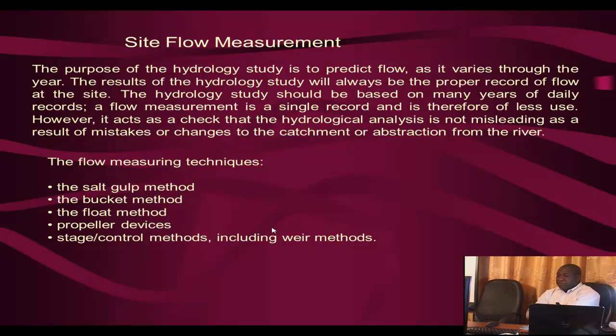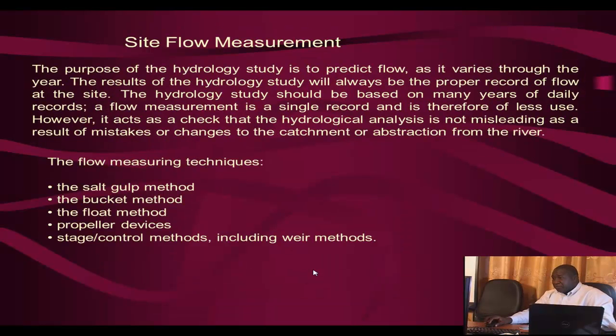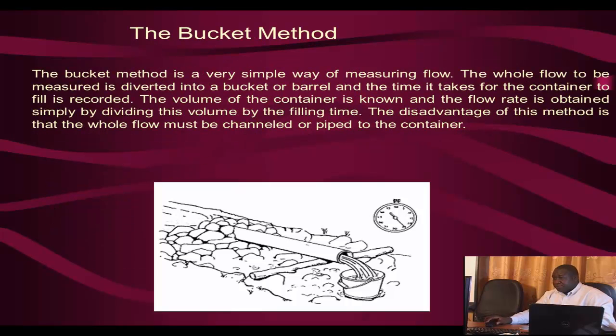The following flow measuring techniques will be applied for small hydro power schemes: the salt method technique, the bucket method technique, the float method, the propeller device method, and the stage control methods, including weir methods. We will look at one method for flow measurement on sites, the bucket method.